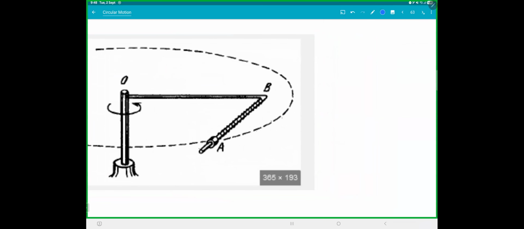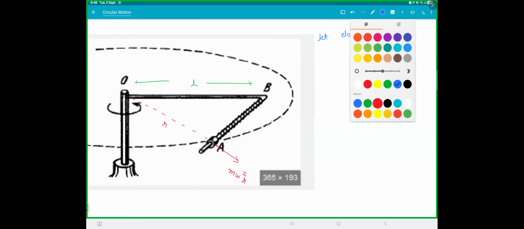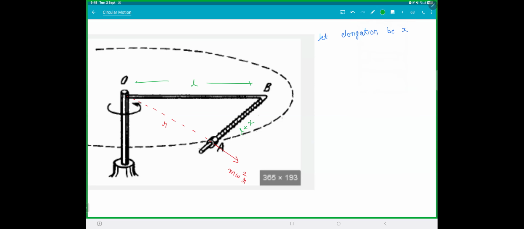Look at this picture here. So how is the centrifugal force? This would be the centrifugal force, m omega square r, where r is this distance. Now, when this rod stretches, remember this length is L. Let x be the elongation in the spring. That means this length of the rod actually becomes L plus x, isn't it? This is not L anymore.